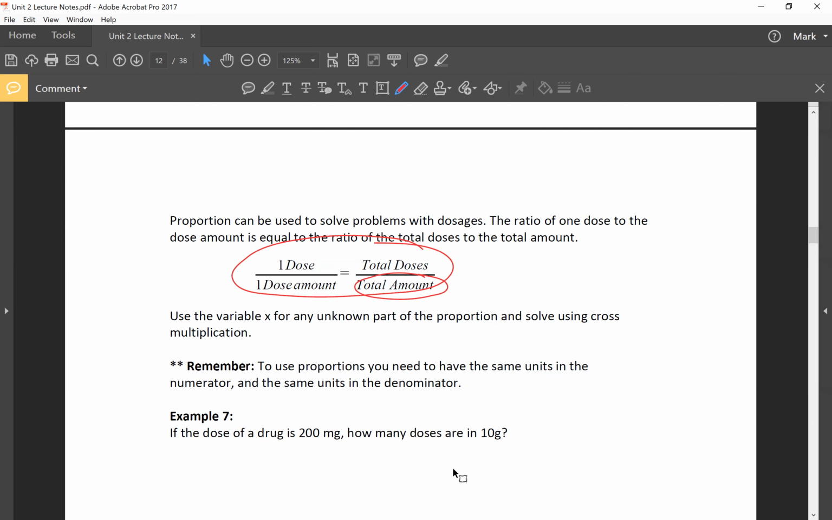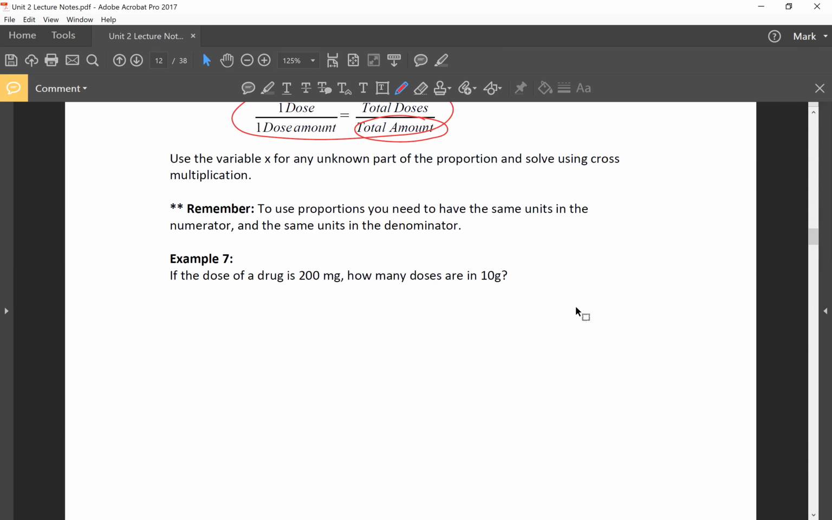Okay. So example number 7. Oh, and there's a very important note here that somebody reminded me of yesterday, which saved me from completely messing up a question. Make sure that the same units are in the numerator, which is the top, and the same units are in the denominator, which is the bottom. Okay, so be very careful. I made that mistake yesterday.